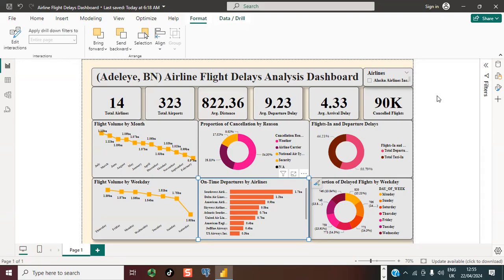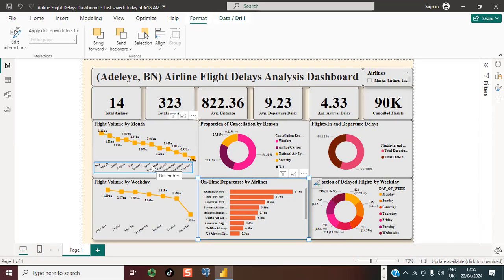Some of the insights I gathered from the data set show that there is a total of 14 airlines operating in 323 airports, and they covered an average distance of 822.36 miles. They also have an average departure delay of 9.23 minutes, an average arrival delay of 4.33 minutes, and a total of canceled flights of about 90,000.